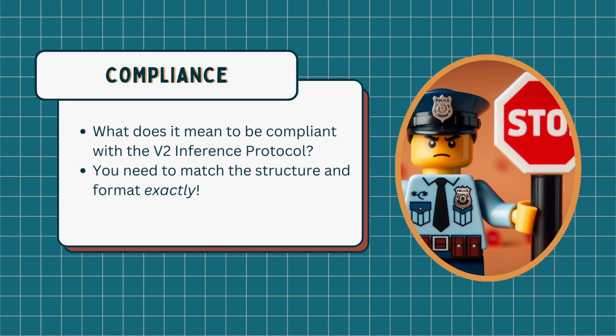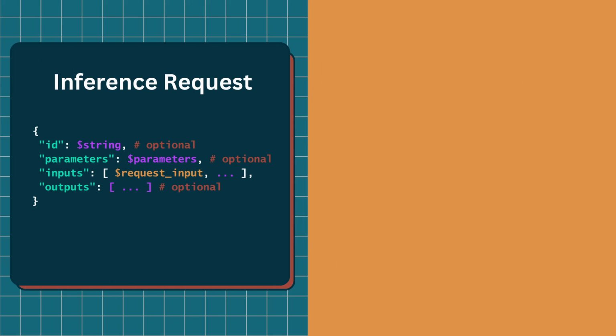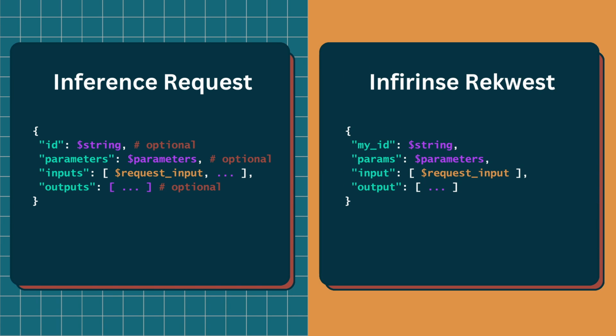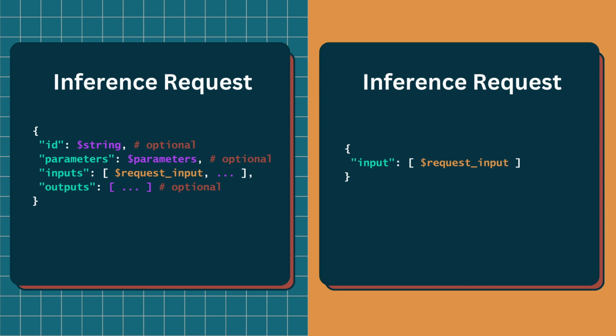So what does it mean to be compliant with the protocol? Kserve requires your JSON objects to match their exact structure and format. Let's take a look at the compliant inference request on the left. Here we have the keys ID, parameters, inputs, and outputs. Now let's take a look at an inference request that is not compliant. We can see that the keys are different and having the wrong data type will break compliance. Now we can see a correctly formatted inference request with the optional keys removed.